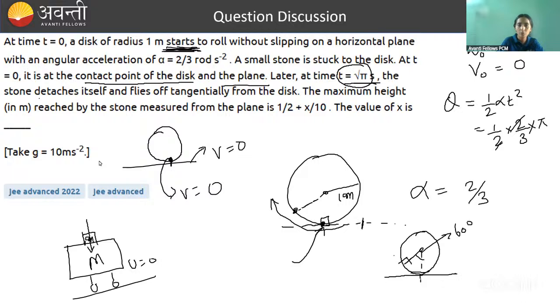ठीक है, यानी कि stone is here. Then now what is happening here? It is leaving the disk, and when it leaves the disk, it will go out with whatever velocity the disk has at that point, right? यहाँ पे disk की जो भी velocity है, with that velocity this stone will go out. ठीक है? So we need to check what is the velocity of disk at this point.